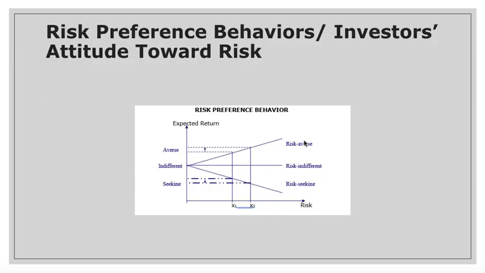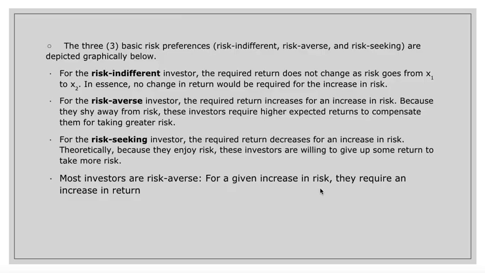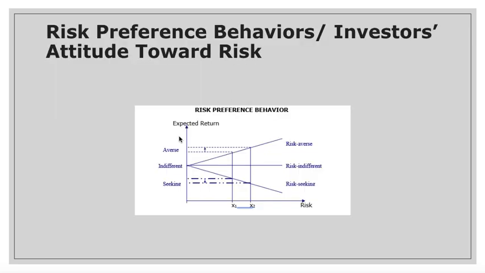Next, this is risk preference behavior, or investor attitude toward risk. There are 3 types here: risk averse, risk indifferent, and risk seeking. Let's have a look at the explanation of the 3 basic risk preferences. For the risk indifferent investor, the required return does not change as risk goes from X1 to X2. In essence, no change in return would be required for the increase in risk. They are neutral about the risk, in the middle.